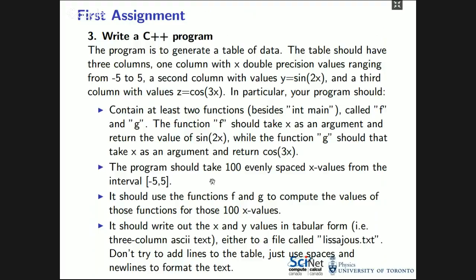So you have to generate these values and write them out to a file. The file can be called lissajou.txt. Make it plain text. Don't try and make it a fancy table with lines and stuff. Spaces to separate the columns is more than enough for this purpose. So you should write some functions, f and g, that do sine 2x and cosine 3x, and call those functions in the main routine. That's the idea of what to write. I know it's simple. We'll just get everybody going with C++ or show that you already know how to code.